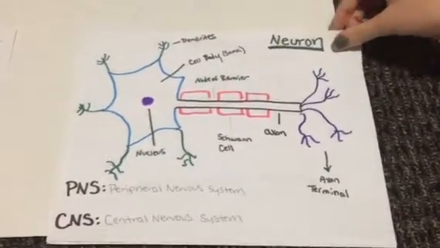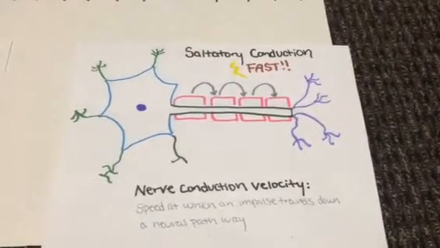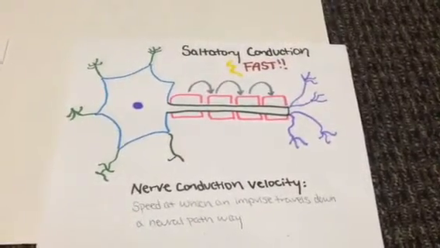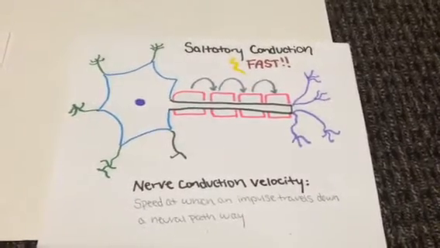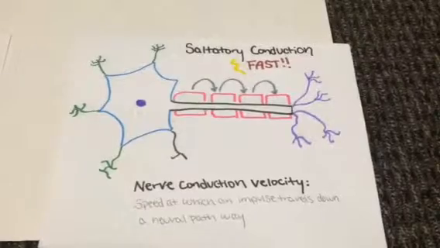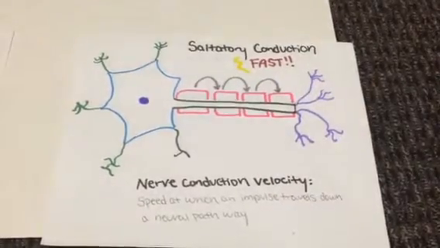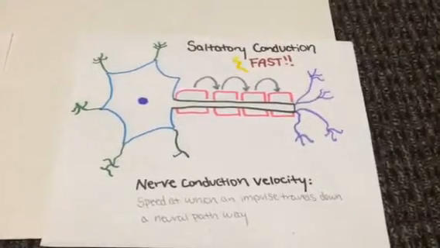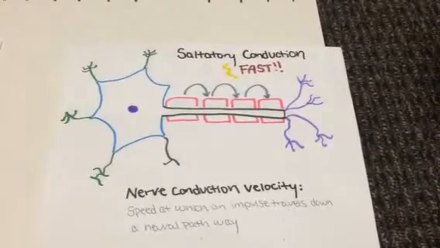First, we'll start with saltatory conduction. Saltatory conduction is the rapid propagation of an action potential between the nodes of a myelinated axon. This is the faster type of conduction. Notice that, as shown in the picture, the signal appears as if it's jumping along the nodes of Ranvier. This comes from the Spanish term saltar, which means to jump.